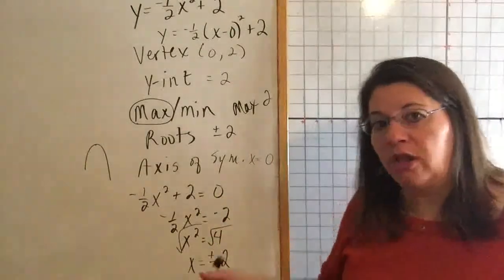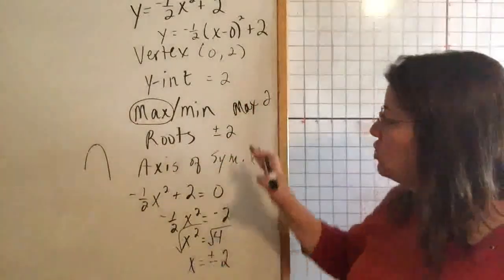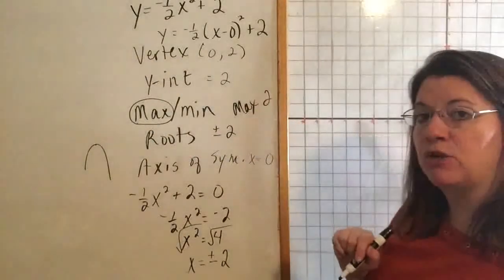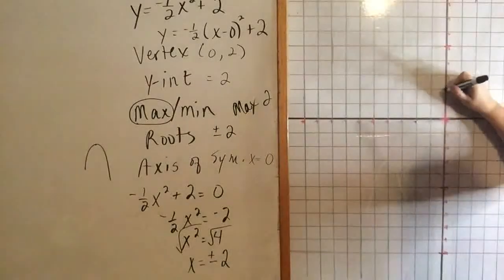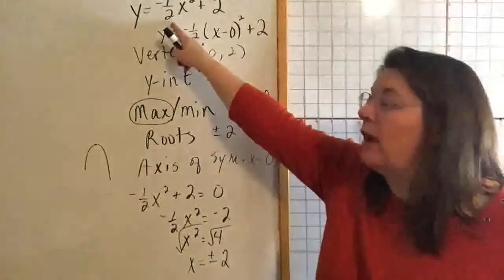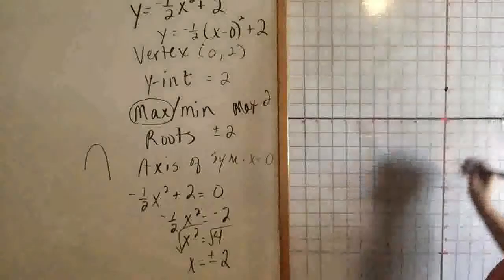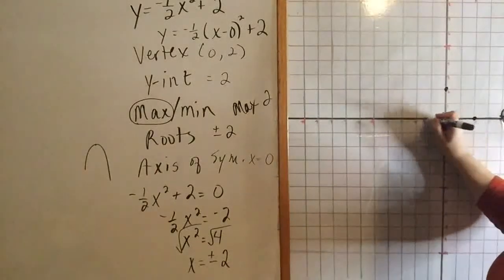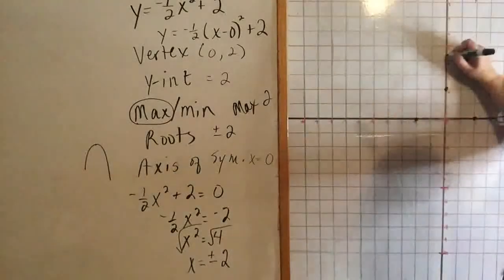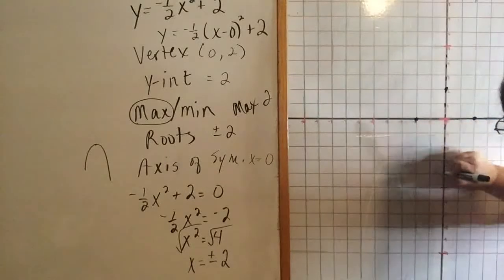So they might ask us all of this information in the same problem. And then they'll ask us to graph it. If I just use this information to graph it, I know that my vertex is at (0, 2). That's right here. I know this is going down. I know this graph is going to be a little wider than the parent function. I know my roots are at 2 and negative 2, so right here and right here. And then my axis of symmetry is going down through here.